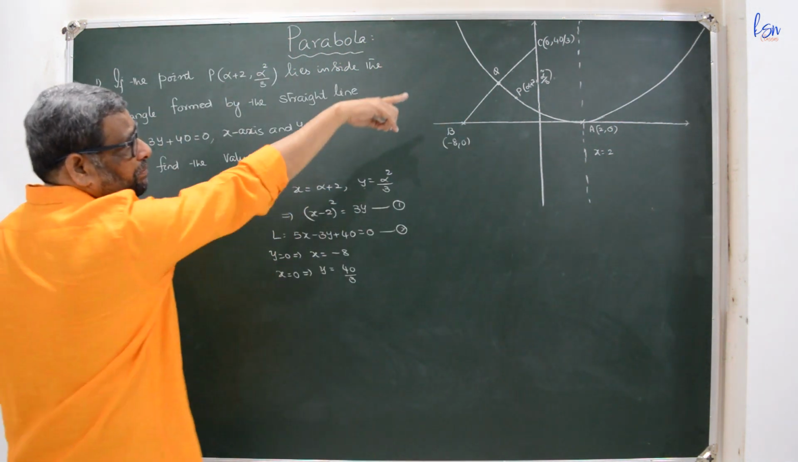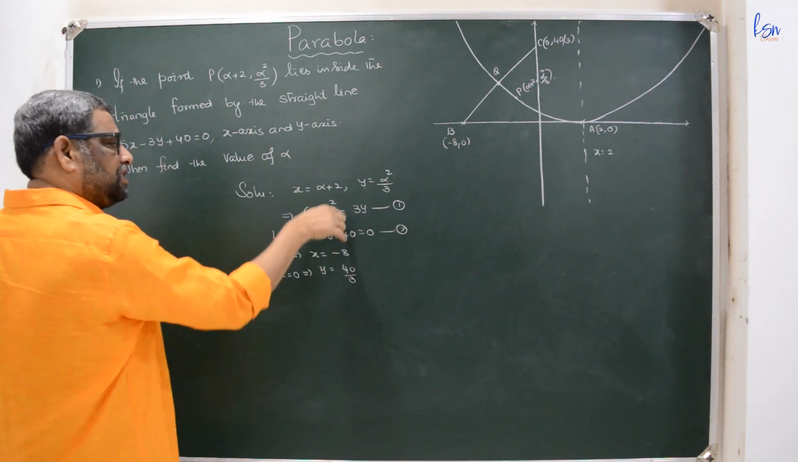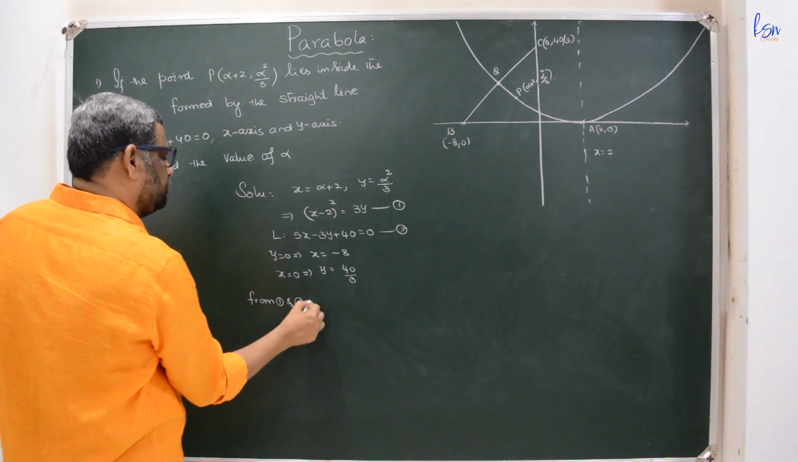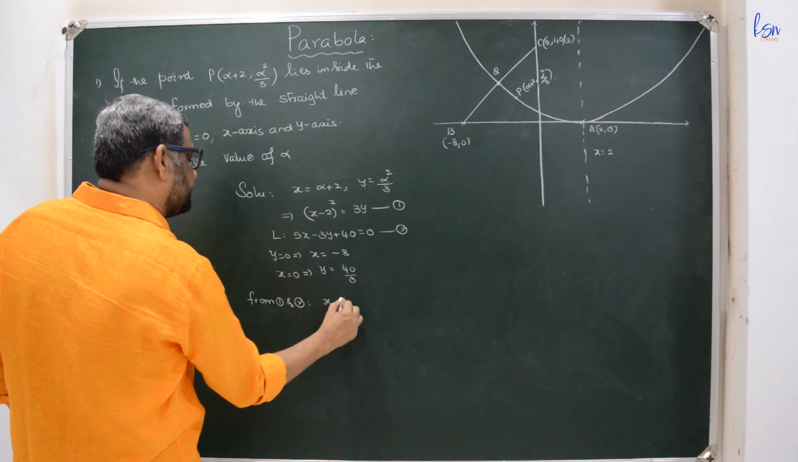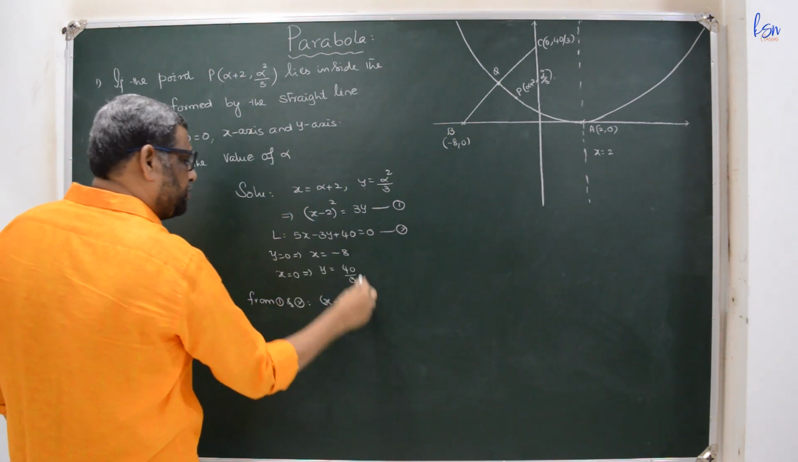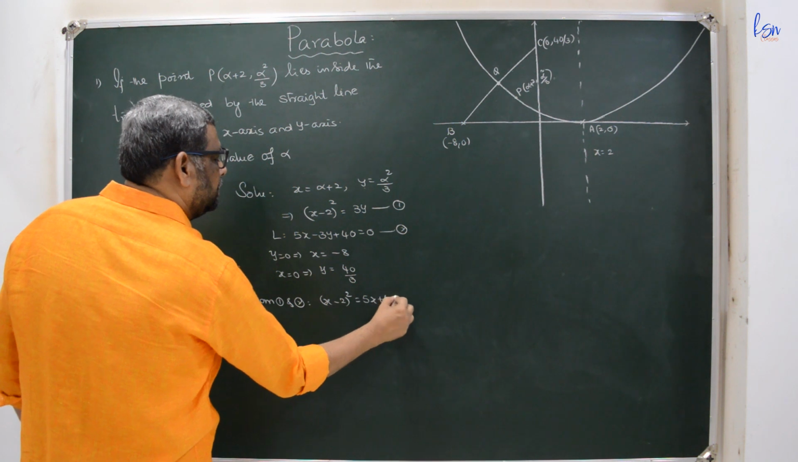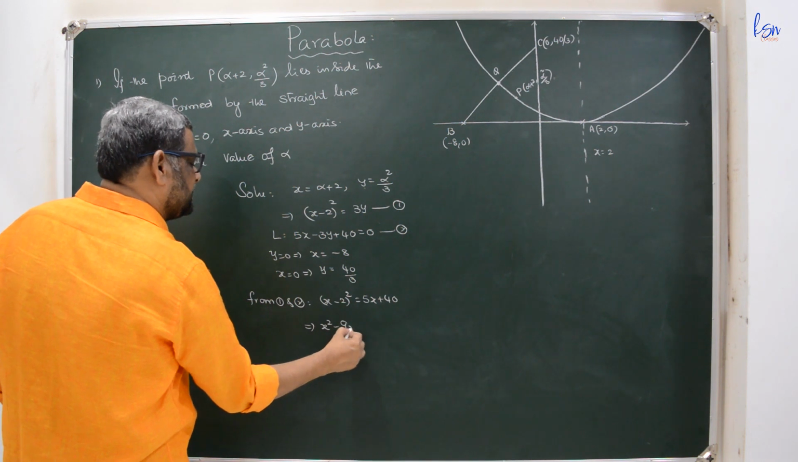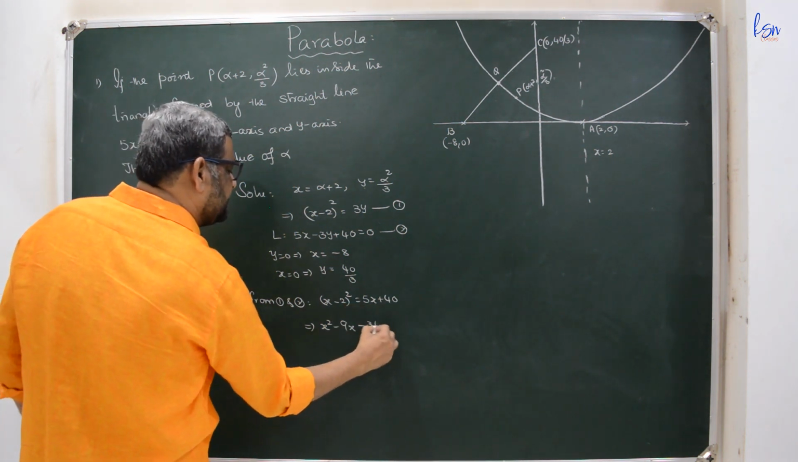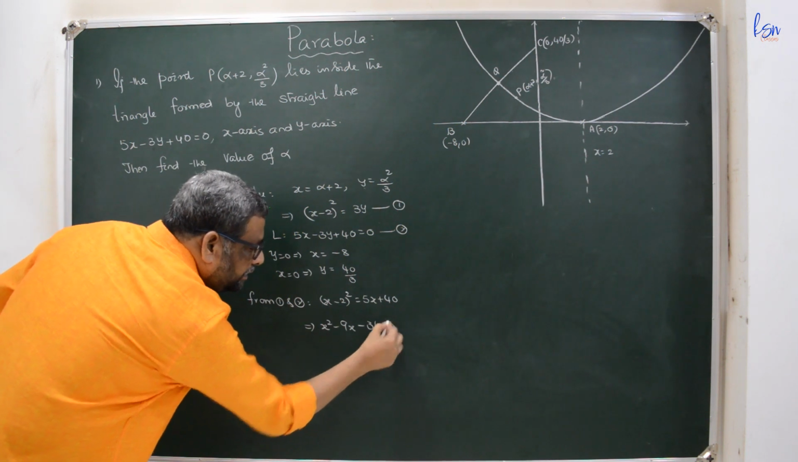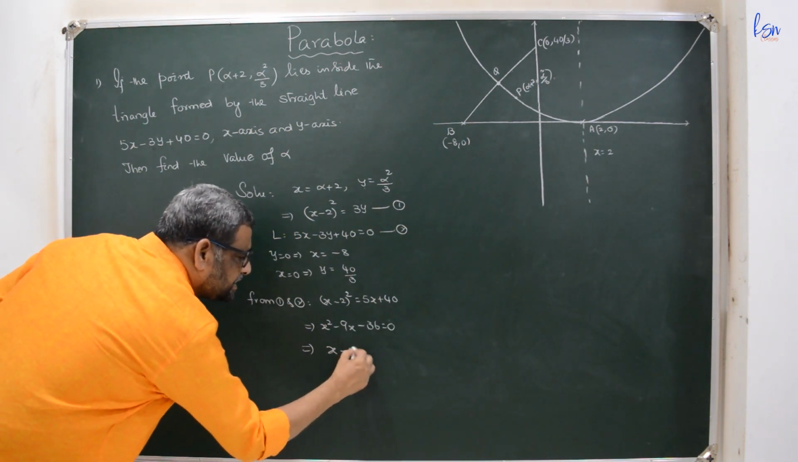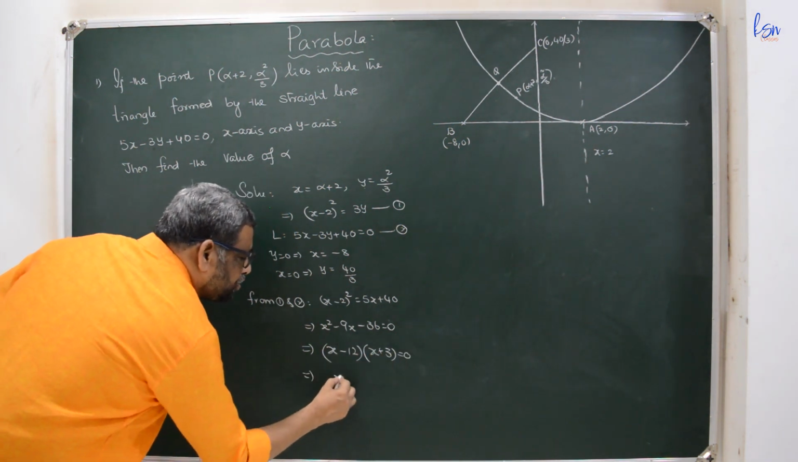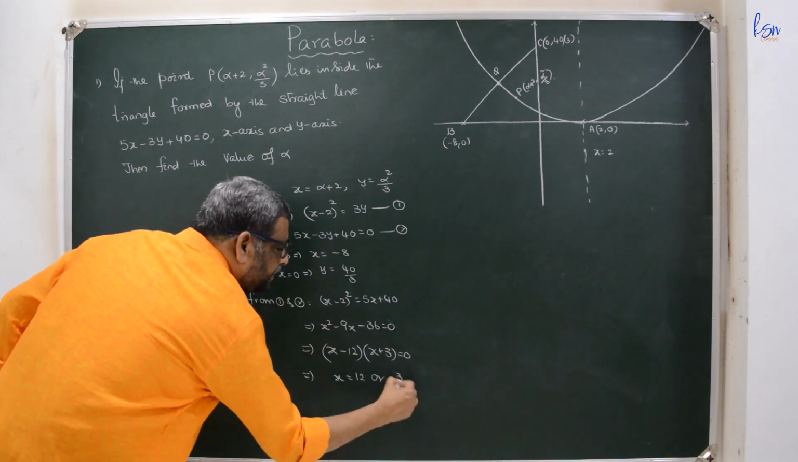Now let us find out the point Q also. So the point Q is nothing but the point of intersection of the curve and the line, solving these two equations. From 1 and 2, x minus 2 whole square equal to 3y, and 3y equal to 5x plus 40 from 2. So this is x square minus 4x plus 4 minus 5x minus 40, that is x square minus 9x minus 36 is equal to 0. And this is equal to (x minus 12) into (x plus 3) equal to 0. x is equal to 12 or minus 3.